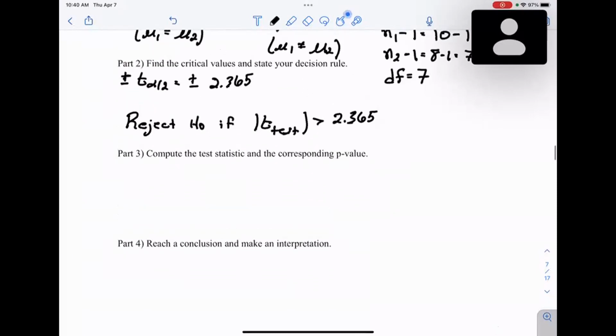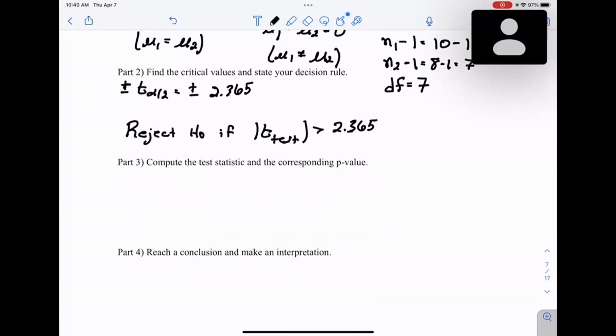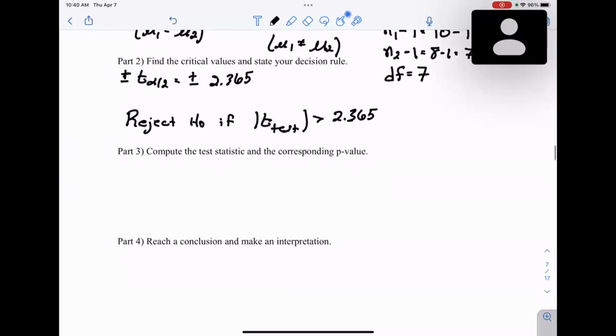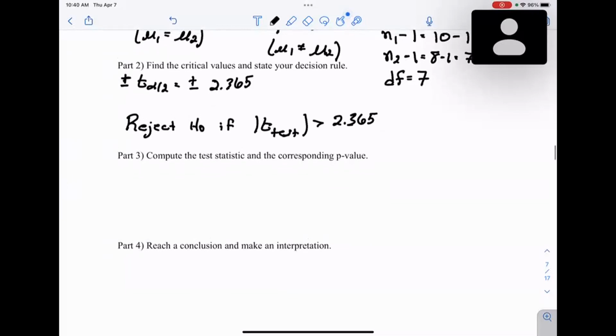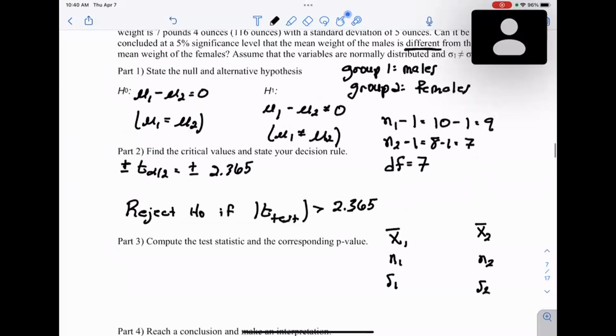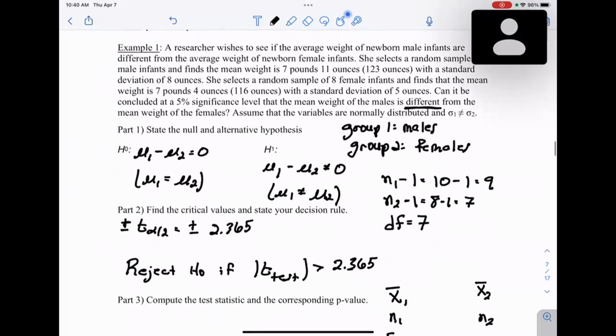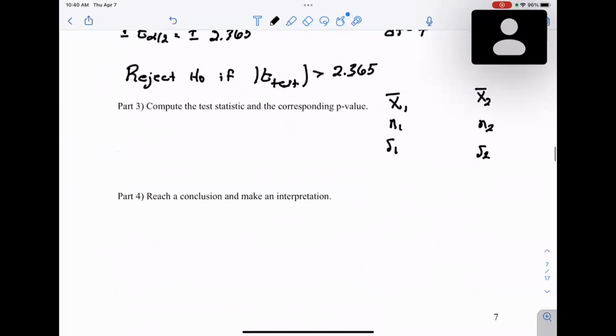Then the next part, compute the test statistic and the corresponding p-value. Don't worry about the p-value, it's a t-test. Then, remember that little table we made last time? X1 bar, N1, and S1, X2 bar, N2, and S2. X1 bar is the mean weight for the males, and what was that? Yeah, 123 ounces.